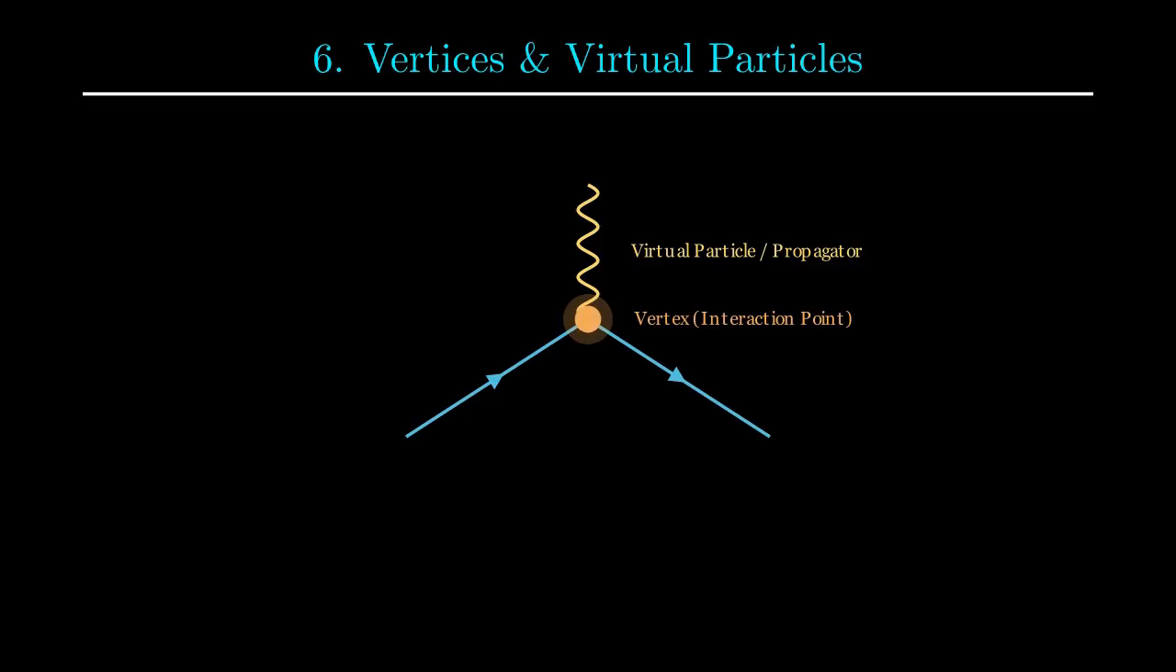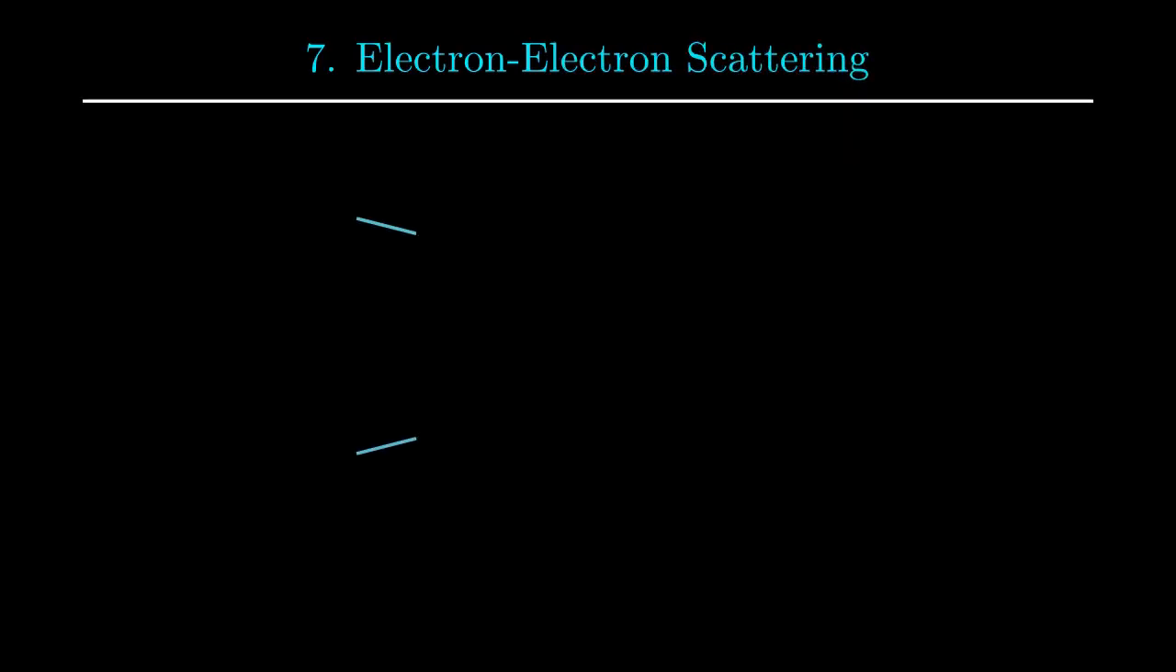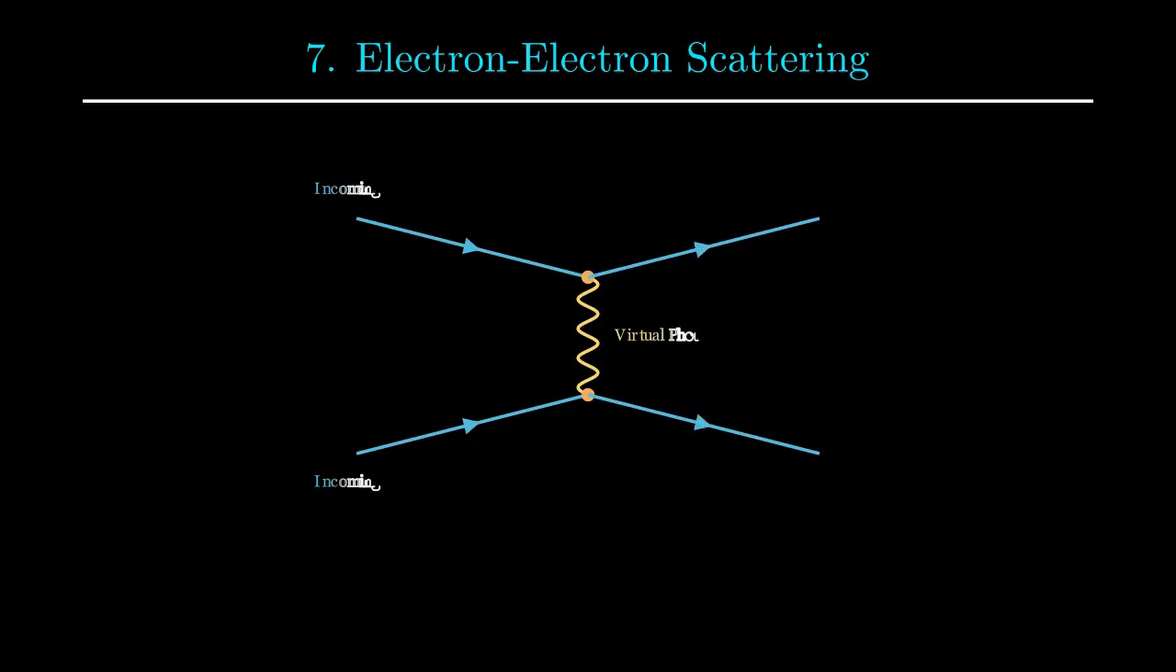Consider electron-electron scattering, a classic example of electromagnetic repulsion. In a Feynman diagram, two incoming electron lines approach a central interaction region. A wavy line, representing a virtual photon, passes between them. This virtual photon mediates the electromagnetic force, causing the electrons to deflect and move away as outgoing lines. This simple drawing encapsulates a complex mathematical process.